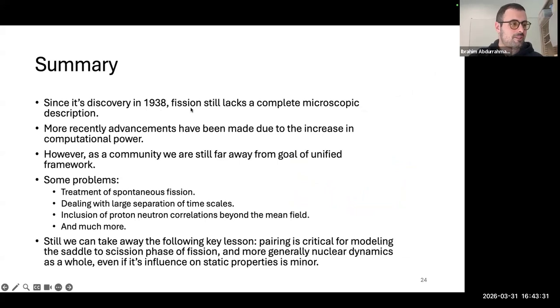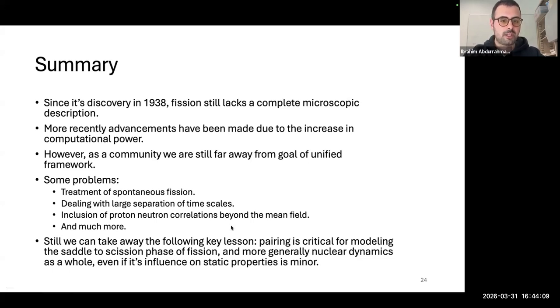Let me go ahead and conclude with a summary. So fission is a very old quantum many-body problem, over 70, 80 years now, a bit more than 80 years now. Even though we've made some recent advancements, we are very far away from having a full solution to this problem. And there's a very high likelihood we might never get there for some of the reasons discussed before.